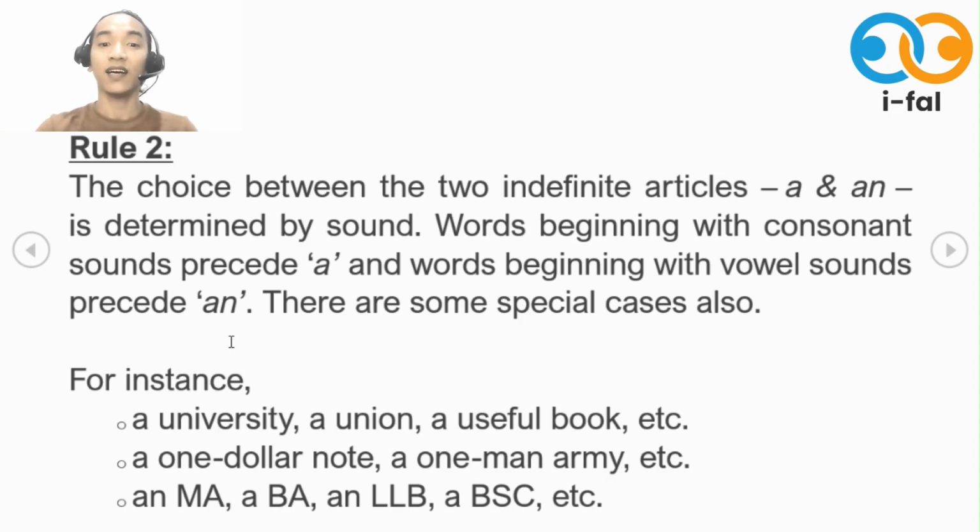Example here, a university, a union, a useful book. You can see here we're referring to the sound. It's U. Next one, a one-dollar note, a one-month army. Those are the sounds. Next, an MA, a BA, an LLB, a BSc, and many others. Please pay attention to the sound, not to the spelling.